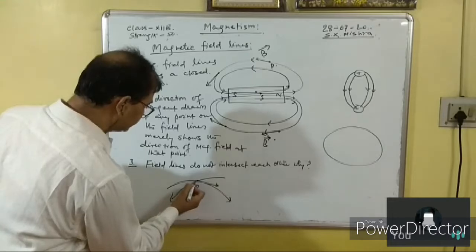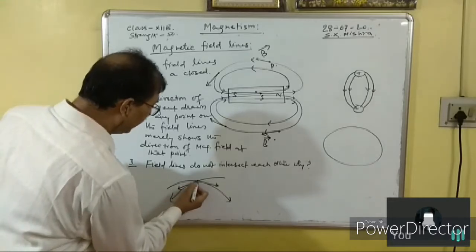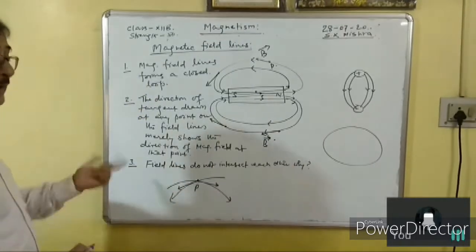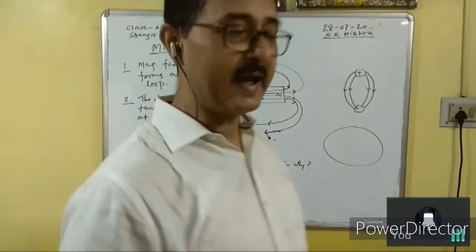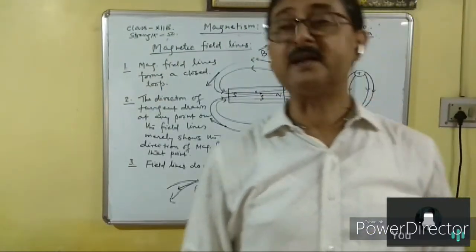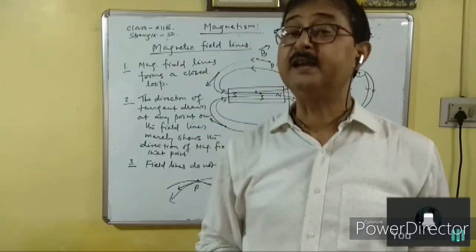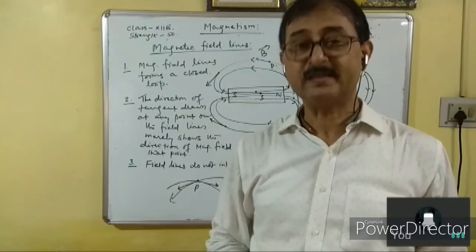Why do field lines not intersect each other? A similar type of question has been asked in electrostatics also. Electric field lines do not intersect each other. So they never intersect each other. The reason is very simple.